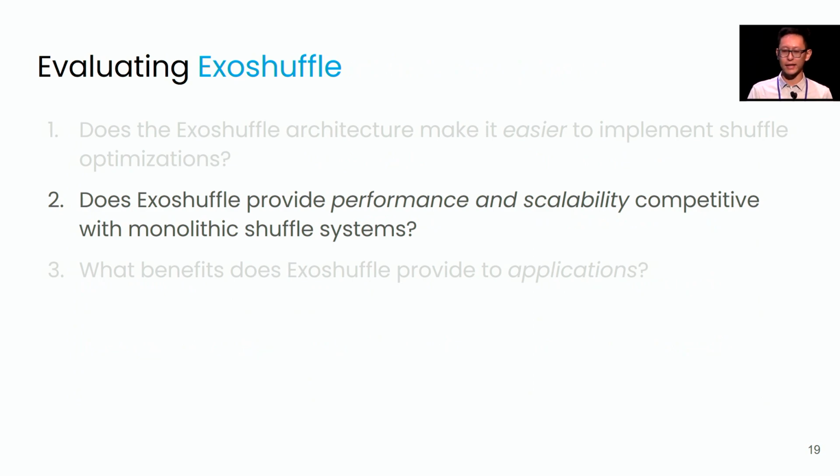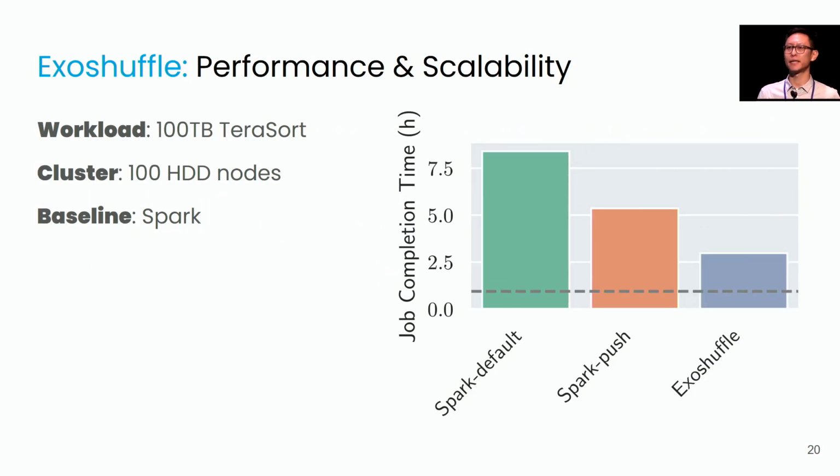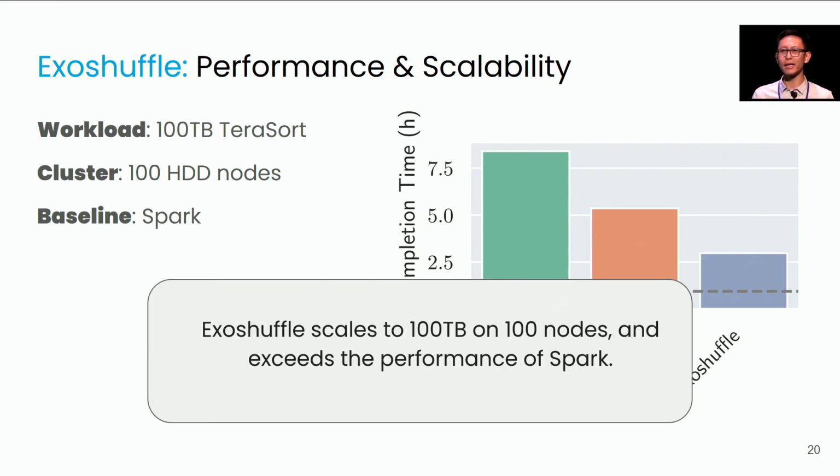Second question, does Exoshuffle provide the performance and scalability that is competitive with monolithic shuffle systems? For this, we run the TeraSort benchmark, which is basically sorting a huge amount of data. We run it on 100 terabytes of data on a cluster of 100 machines, and then we compare with Spark. The TLDR here is that we are able to scale to 100 terabytes of data on 100 nodes, and we can actually exceed the performance of Spark.